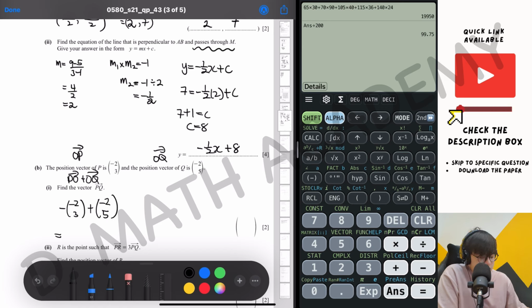Through the calculation, negative multiplied into -2, you get +2. +2 plus -2, you will get 0. -3 plus 5, you will get 2 as the balance. So the final answer is actually (0, 2).